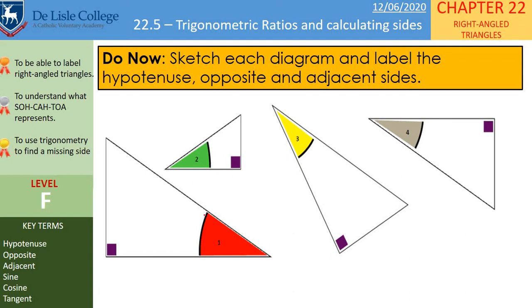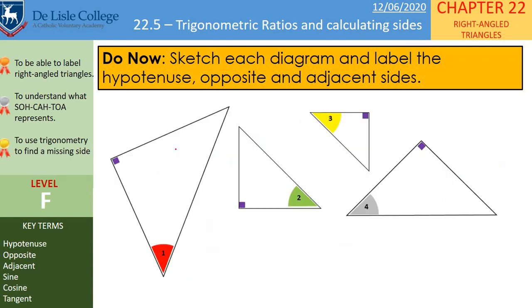Right, lovely, so for this first one here you should have hypotenuse, opposite, adjacent. For the second one, hypotenuse, opposite, adjacent, and then for the yellow one, hypotenuse, opposite, adjacent, and hypotenuse, opposite, adjacent. Okay, right, have another go at these questions for me, see if you can label all of the sides.